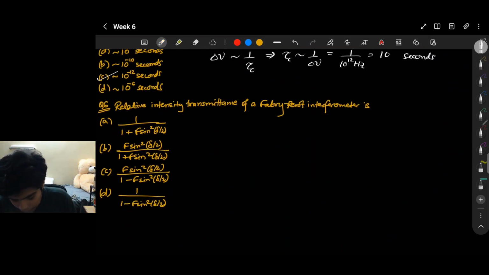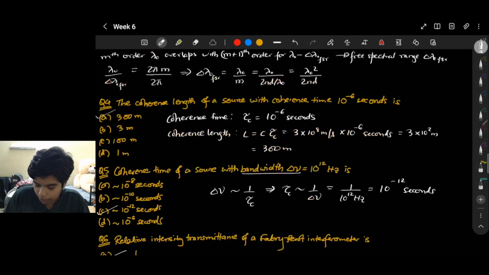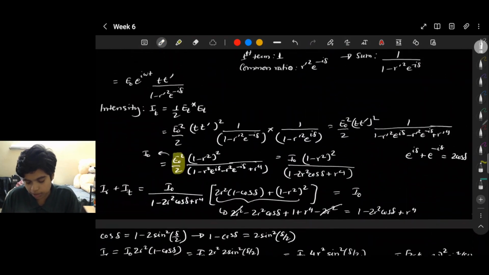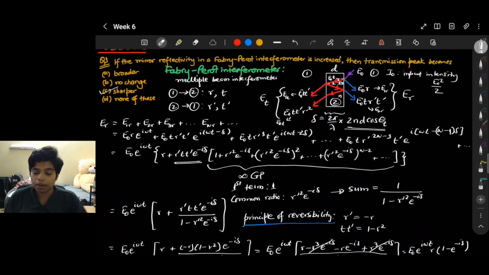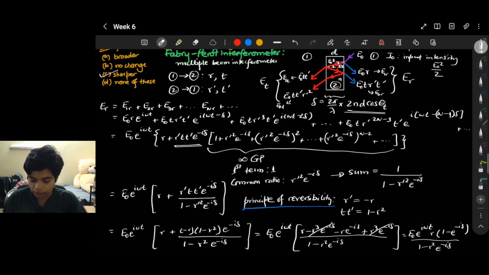Okay, so let us discuss the answer. The correct option is option A. And let me recap what we studied in the first question of this week. We derived the intensity for reflected and transmitted parts for a Fabry-Pérot interferometer. The Fabry-Pérot interferometer is based on the concept of multiple beam interference. Why multiple beams? Because you have multiple reflected beams which combine to give a reflected part, and multiple transmitted rays which combine to give one transmitted part.